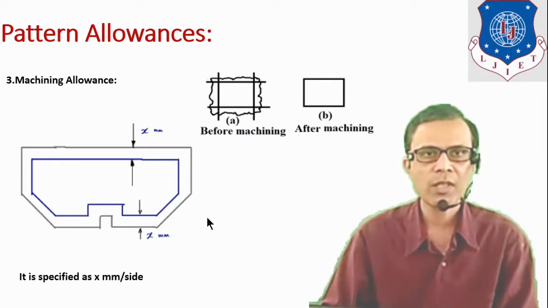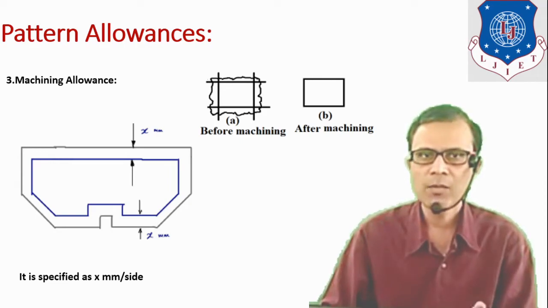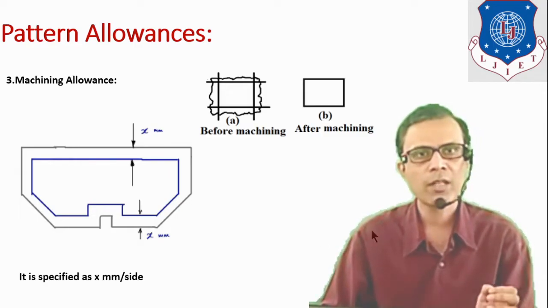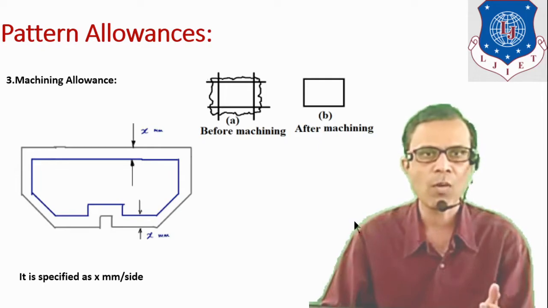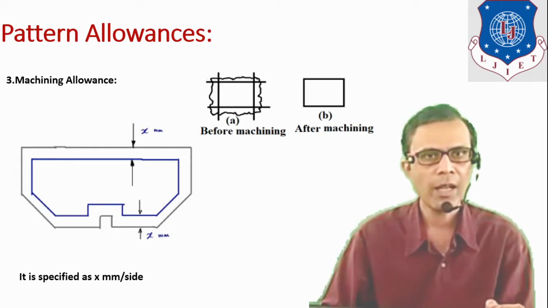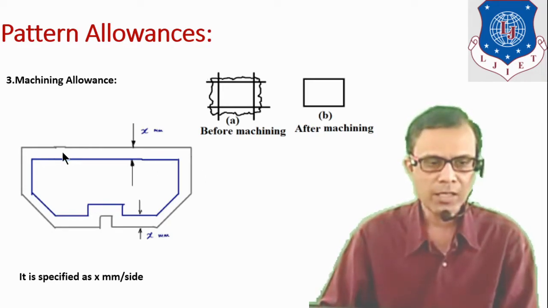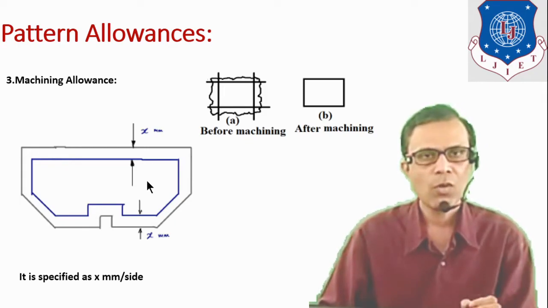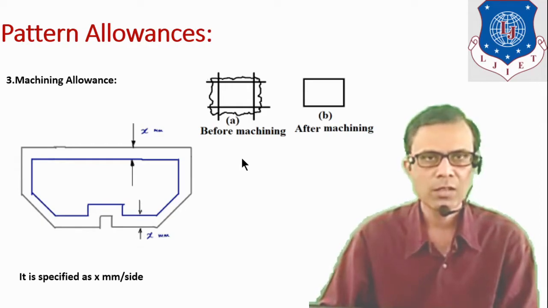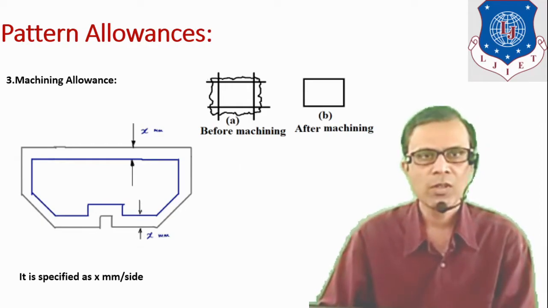In case of casting process, we will not get the final product at the end of the solidification process. Always it will require some machining process to be performed on the casting to get the desired shape, size and accurate dimension. In this diagram, these blue color lines are showing the actual dimension of the casting which is required, and the diagram which is shown by this black color shows the dimension or size and shape of the pattern.